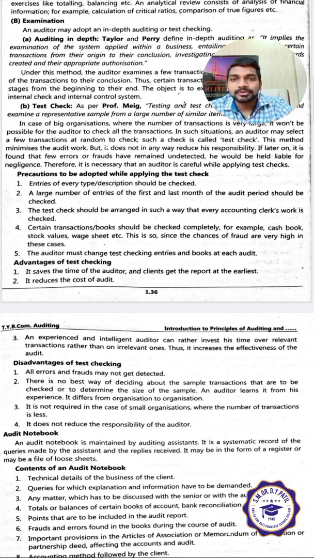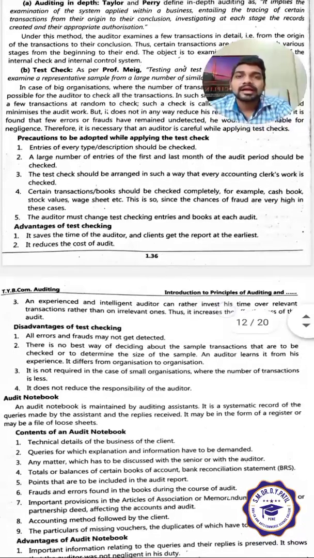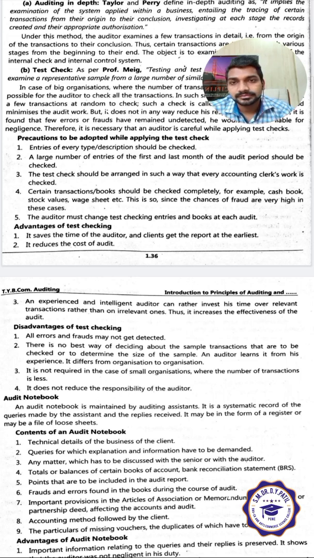So, the precautions to be adopted while applying the test check are: entries of every type and description should be checked. A large number of entries of the first and the last month of the audit period should be checked. The test check should be arranged in such a way that every accounting clerk's work is checked. Certain transactions or books should be checked completely.